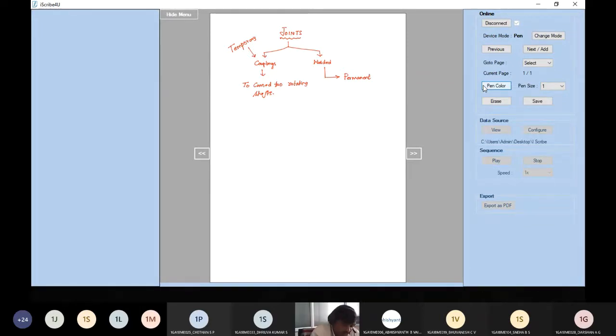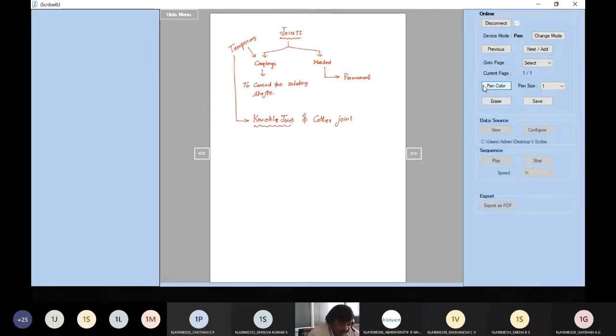Now the question comes: there is one more temporary joint called the knuckle joint, and I'll also talk about something called the quarter joint. These are the two joints which are in our syllabus, and you can see them most frequently in the industries. Let me talk initially about knuckle joints, then I'll talk about quarter joints.